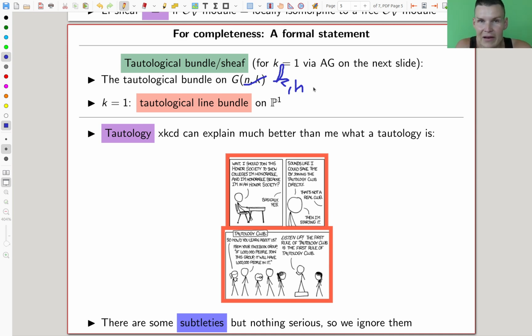So what is your line bundle? You attach the lines that you already have to your points, which are the lines. Tautological. In case you don't know what a tautology is at this point, doesn't matter. Let's have a look at it.